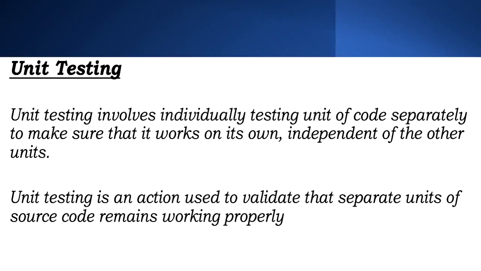Firstly, we have unit testing. Unit testing involves testing a unit of code separately to make sure that it works on its own, independent of the other units. Suppose there is a block of code, say a for loop or while loop. You will check whether it is working properly for the given input. You will divide it into modules so that you can test each separate unit. That is known as unit testing.